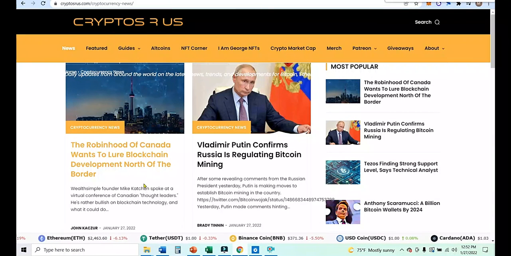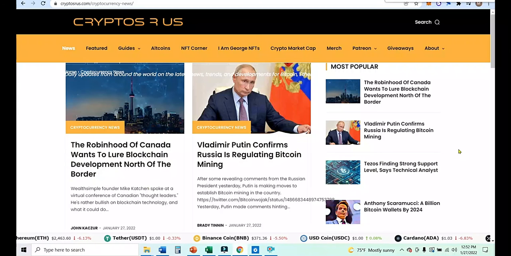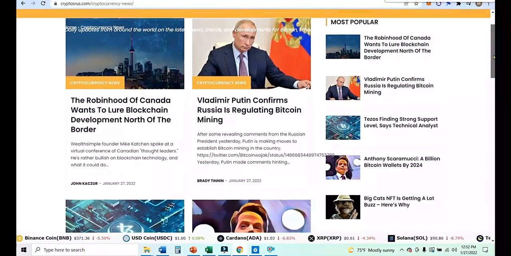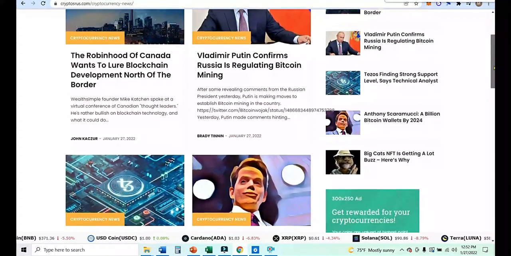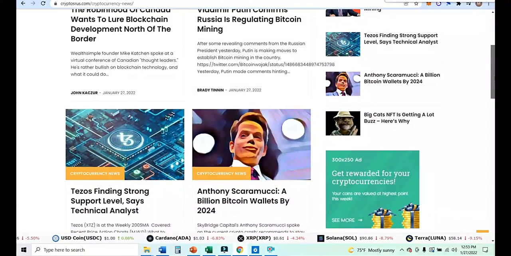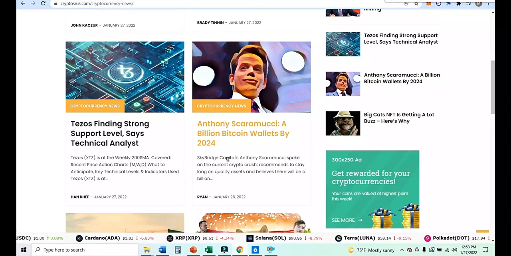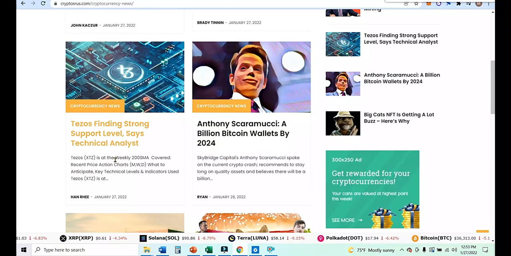The Robinhood of Canada wants to lure blockchain development north of the border. Oh, Canada's like really pushing. They've already had an ETF for Bitcoin and Ethereum. They're really bringing in mining up there because, again, energy efficiency is good up there with the cold. Canada's really doing a lot for the crypto industry. Anthony Scaramucci: a billion Bitcoin wallets by 2024. So that is the trend that it's on. That's the scale that is happening right now.